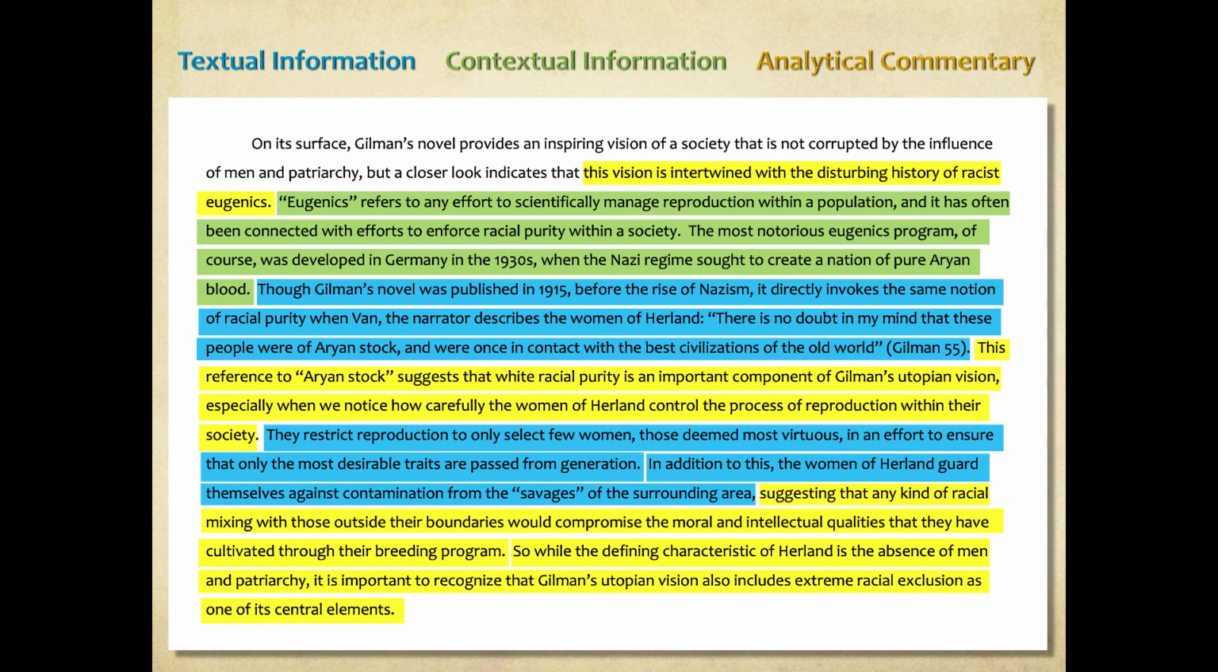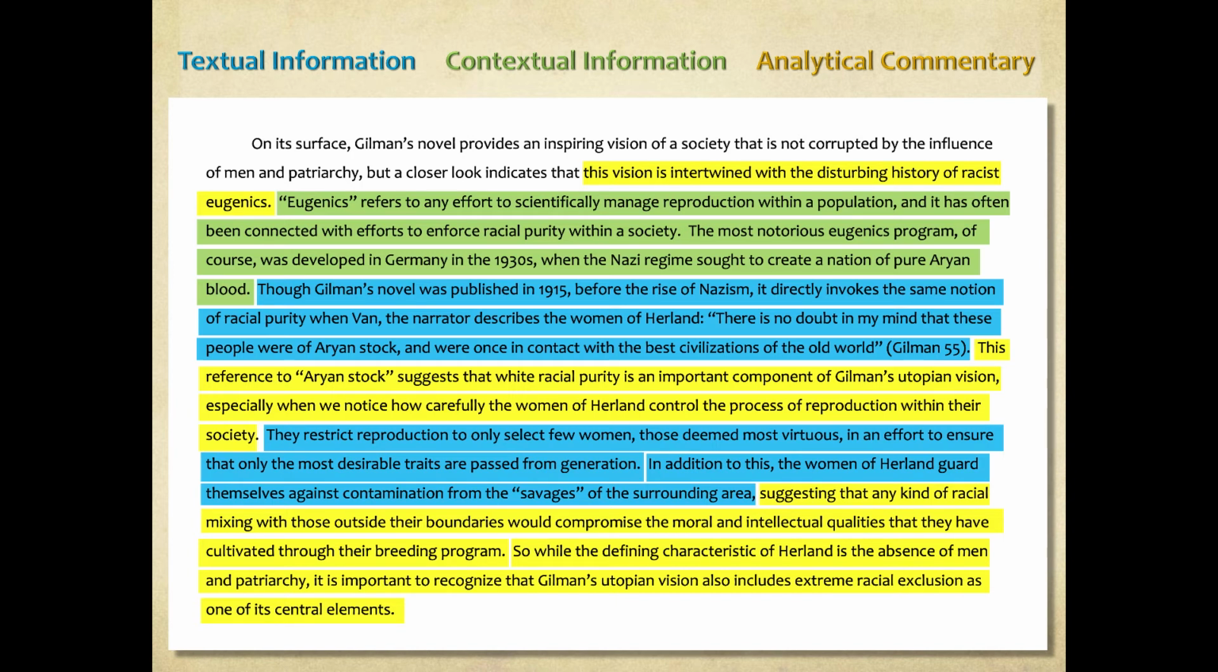Now, two important parts of this coherent structure are the topic sentence and the concluding sentence. A well-structured paragraph generally begins with a topic sentence that gives the reader a basic idea of the analytical task that will be undertaken within the paragraph. Let's think about Jada's topic sentence. On its surface, Gilman's novel provides an inspiring vision of a society that is not corrupted by the influence of patriarchy, but a closer look indicates that this vision is intertwined with the disturbing history of racist eugenics. Now, as readers, when we read this sentence, we may not know what eugenics is, or how the novel contains racist elements, or how those racist elements are connected to the novel's feminism. It's not the job of the topic sentence to explain all these things to us, but it is the job of the topic sentence to prepare us for a paragraph that does explain these things to us.